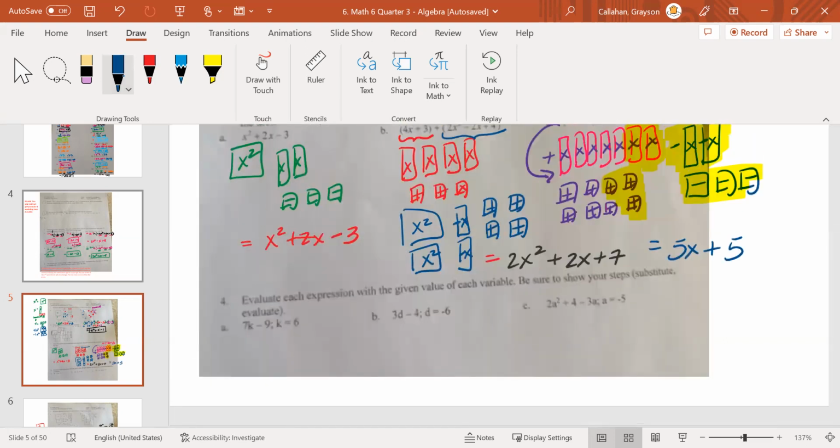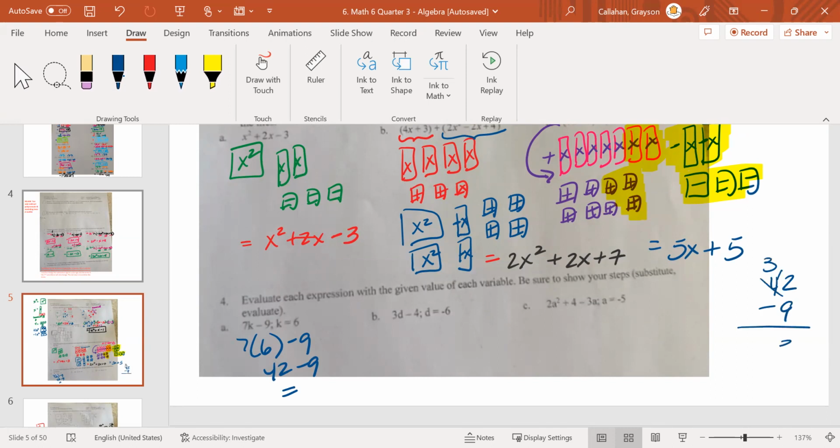For 4, this is the last one. If k equals 7, 7 times 6 minus 9 is 42 minus 9. I think you made a mistake on this, okay? 12 minus 9 is a 3, so it's 33. I think you put 23 or something. Yeah, you did. So change that. For B, 3 times negative 6 minus 4. That's negative 18 minus 4, which is a negative 22.